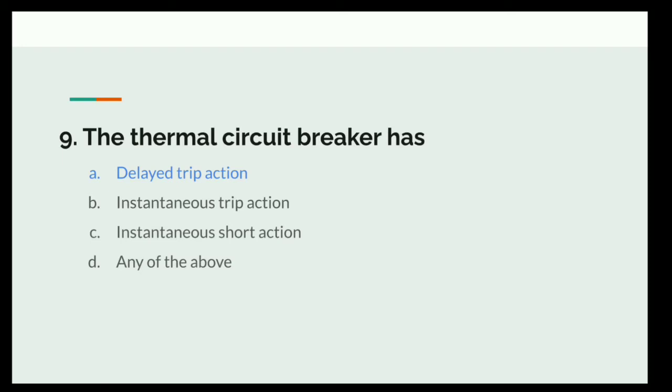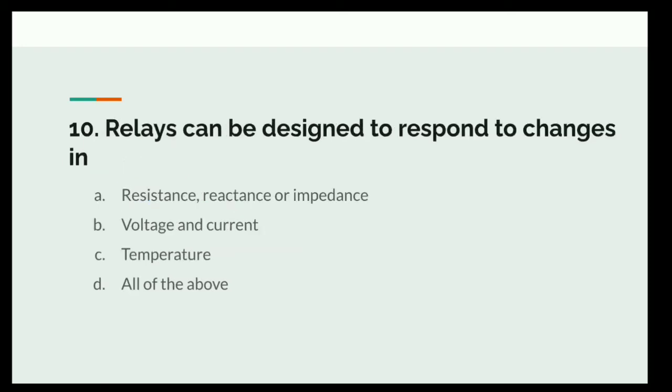So the next question. Relays can be designed to respond to changes in A. Resistance, reactance or impedance, B. Voltage and current, C. Temperature, D. All of the above. And the correct answer is all of the above. Next question.